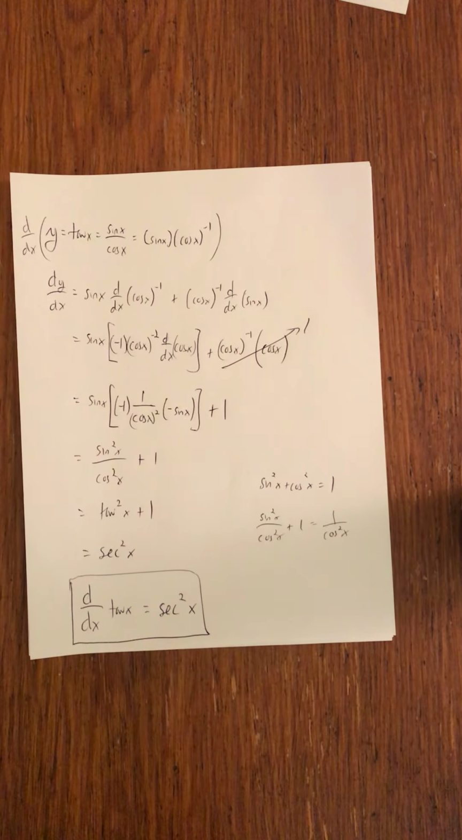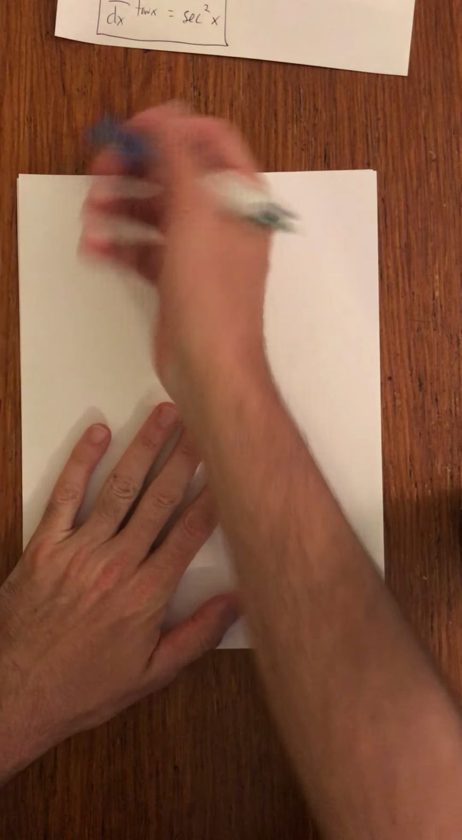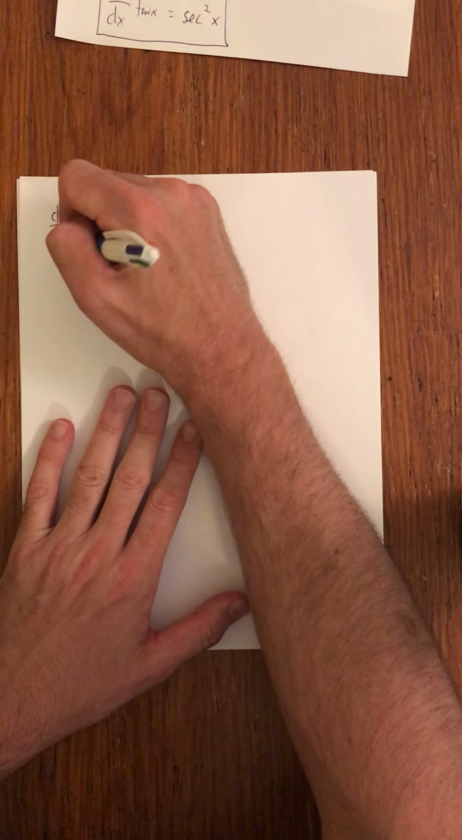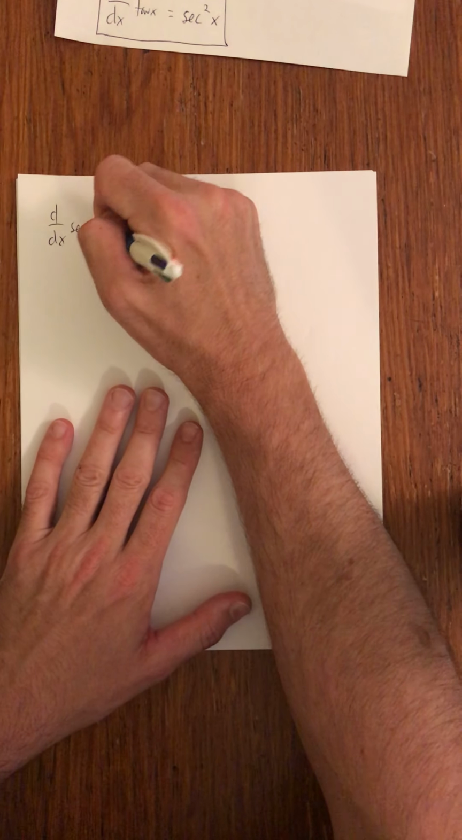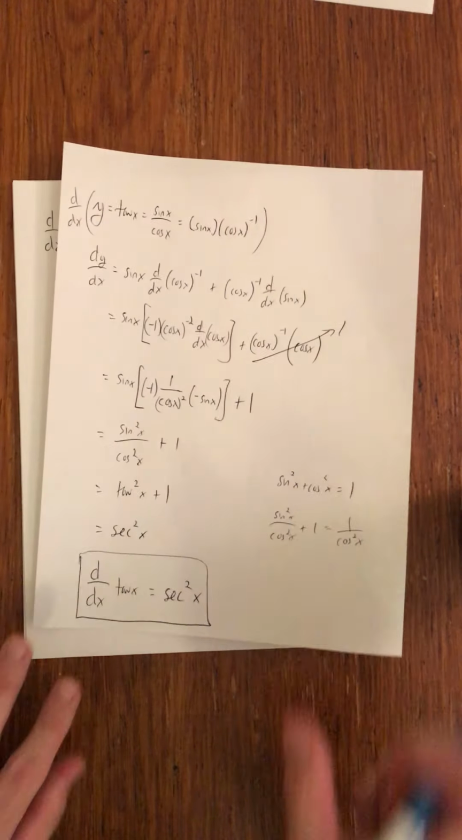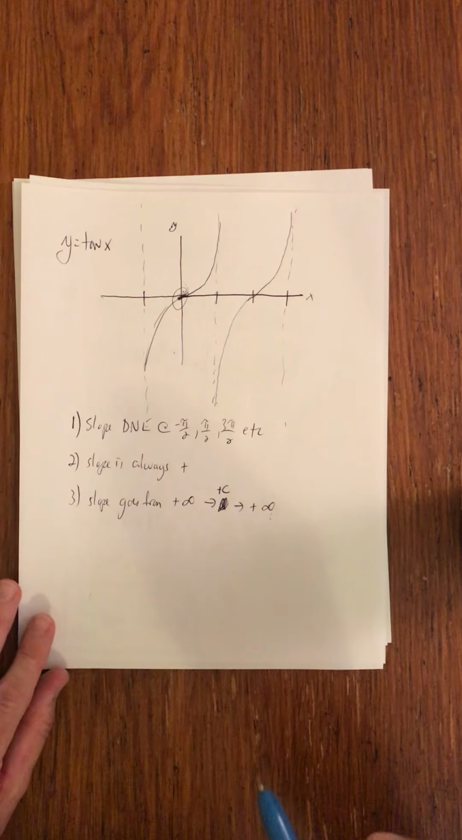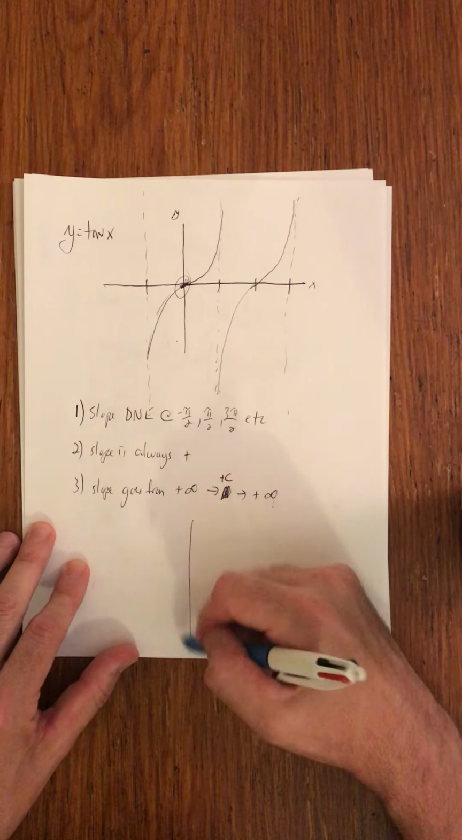Boom. Awesome. So next, let's tackle the secant. The derivative with respect to x of secant of x. Well, actually, hold on a second. Whoa. Let's go back to our graphical analysis. Secant squared of x, does that obey the same thing?